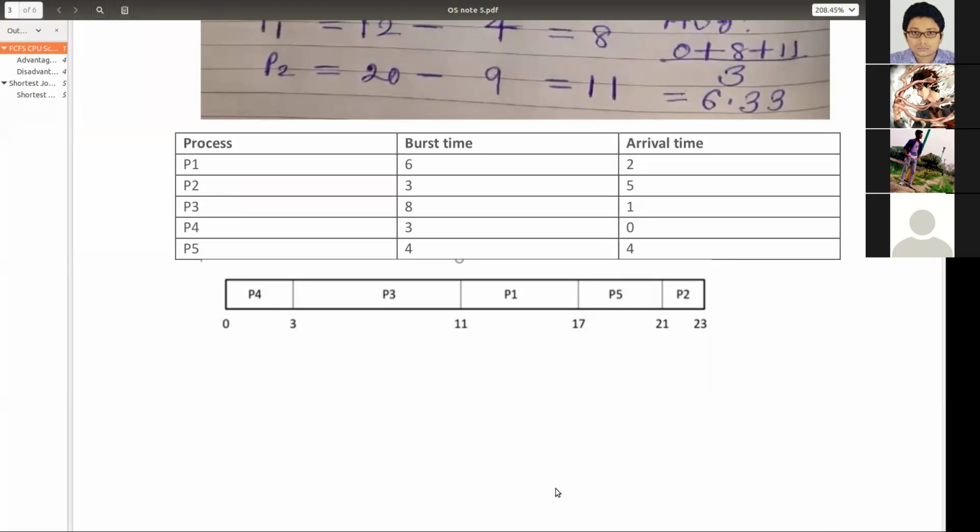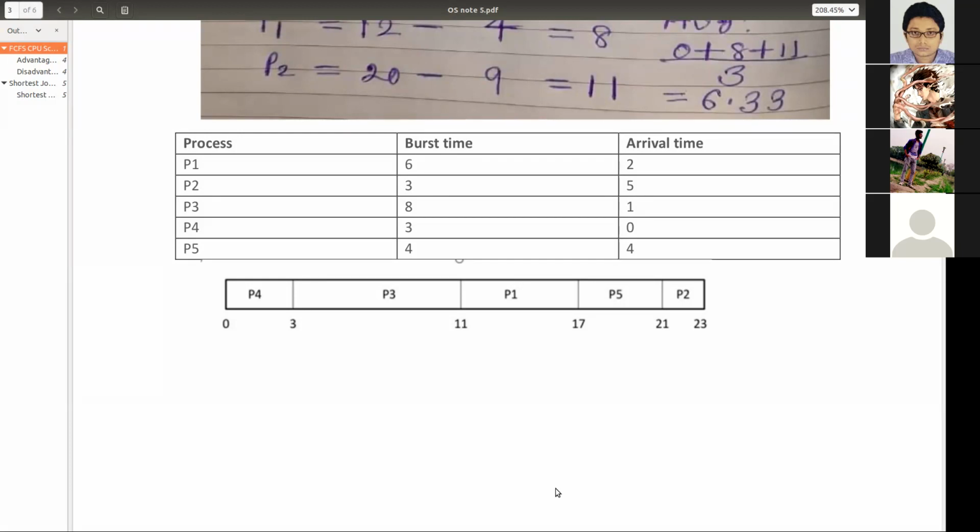Okay. So next example, another example. This is the last example of FCFS. I will not show any more FCFS examples after this. Here we have 5 processes, and the corresponding burst time is given with their arrival time. You see, with their arrival time is given. Now, as per the arrival time, look at the arrival timing.